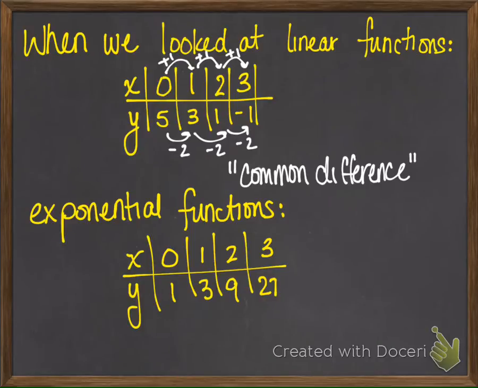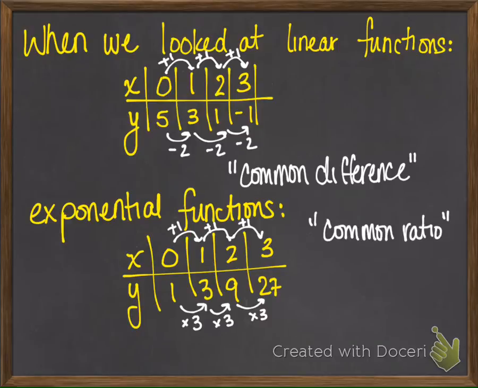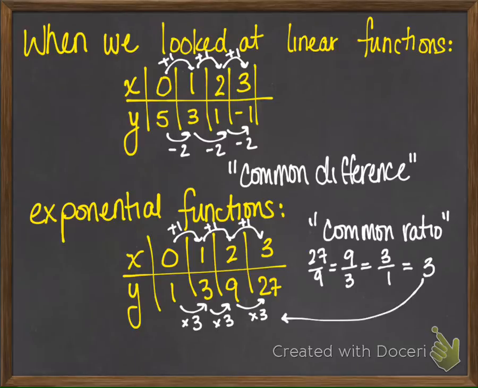Well, it's slightly different here. We've got the dominant operation is that our y values are being multiplied by 3. So we've got a common ratio. Now the reason it says it's a ratio is because if I compare output values, those y values, 27 divided by 9 would give me 3. 9 divided by 3 would give me 3. 3 divided by 1 would give me 3. That turns out to be the number that was multiplied each time we added 1 to x.